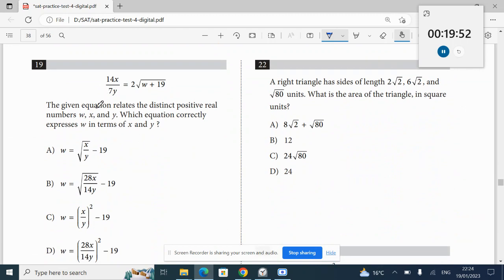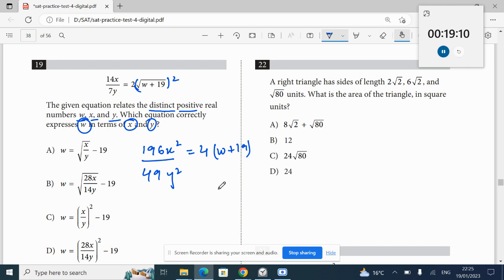Question number 19. The given equation relates the distinct positive real numbers x, y, and w. Which equation correctly expresses w in terms of x and y? So where's w? There you go. First of all we need to square it. We are squaring everything in the equation on the left hand side and on the right hand side. 7 squared is 49, y squared, 4, and then it's just going to be w plus 90, right?